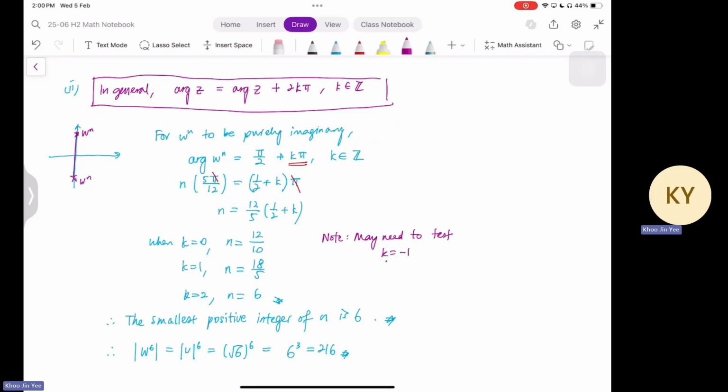Don't forget, sometimes you may need to test k equals -1, k equals -2. You may need to test these values. For this one, when k is negative, the whole thing is negative already. But sometimes the formula is such that when you test a negative value, you still get positive integers. So you need to do your due diligence. So this will be question 11.